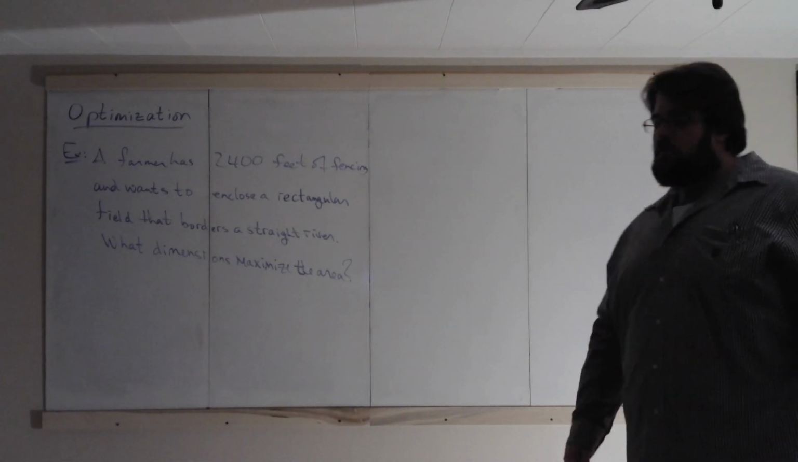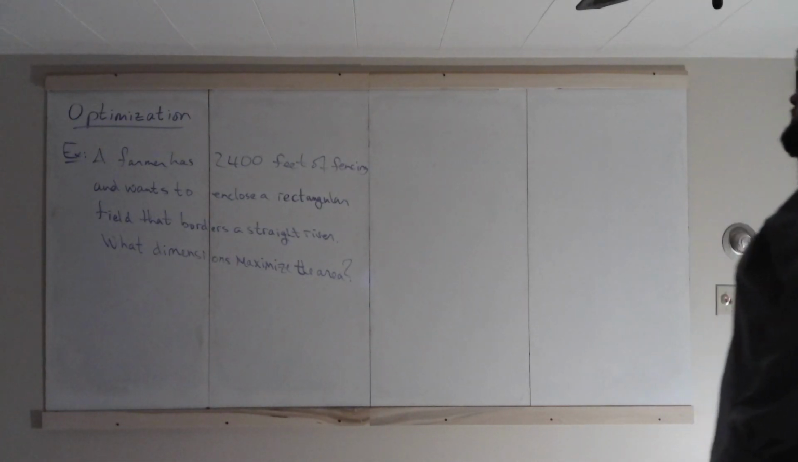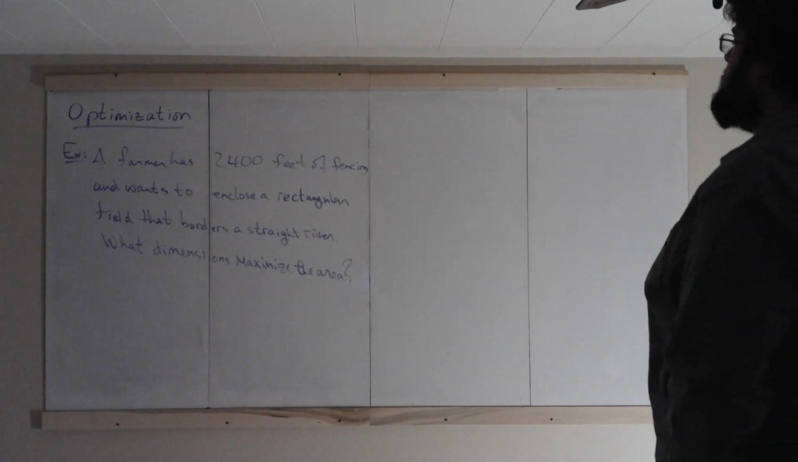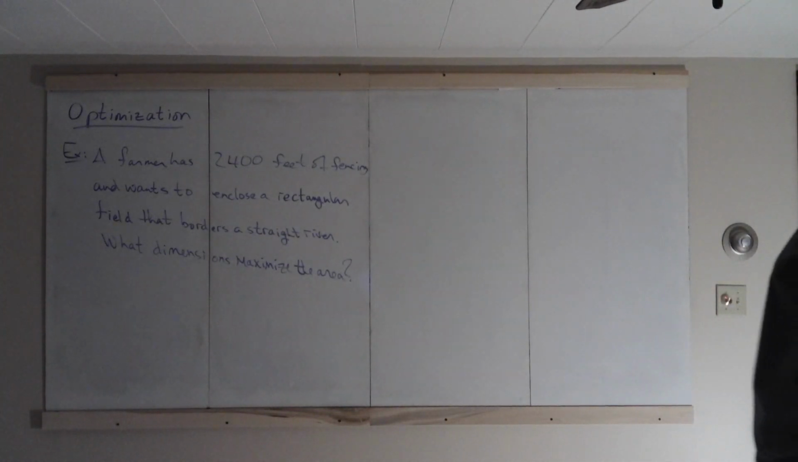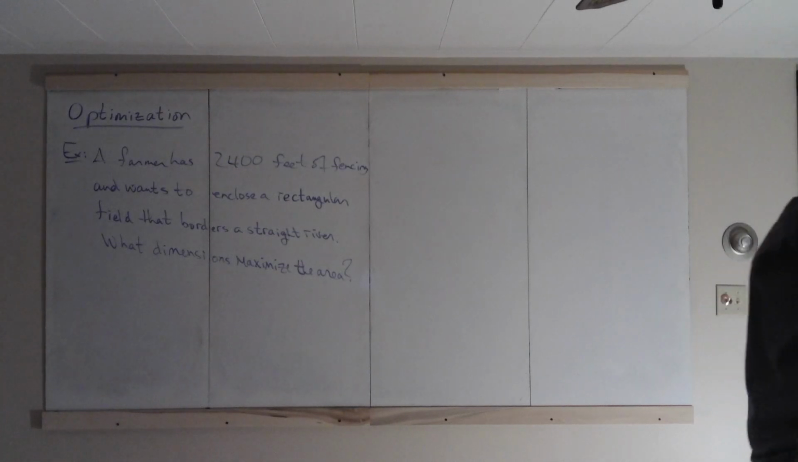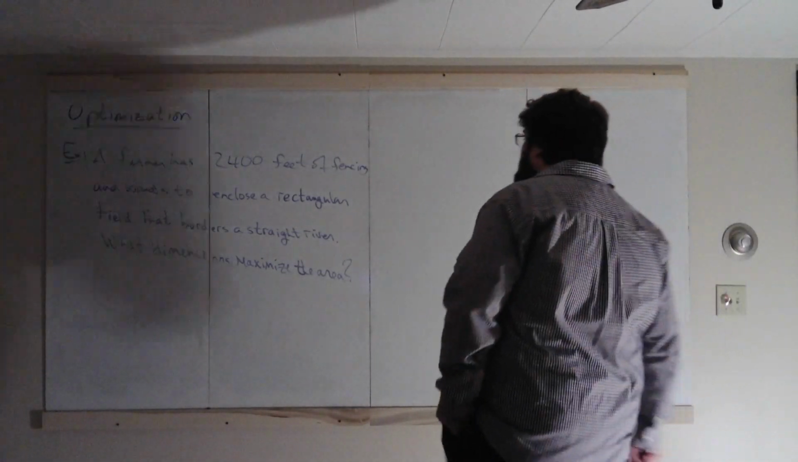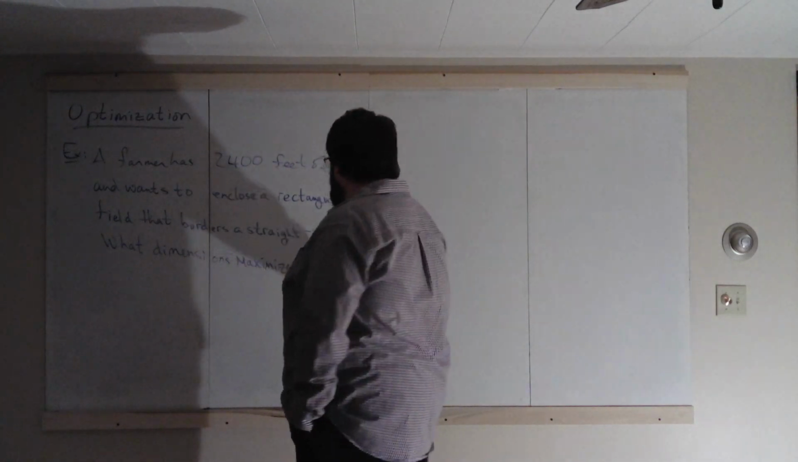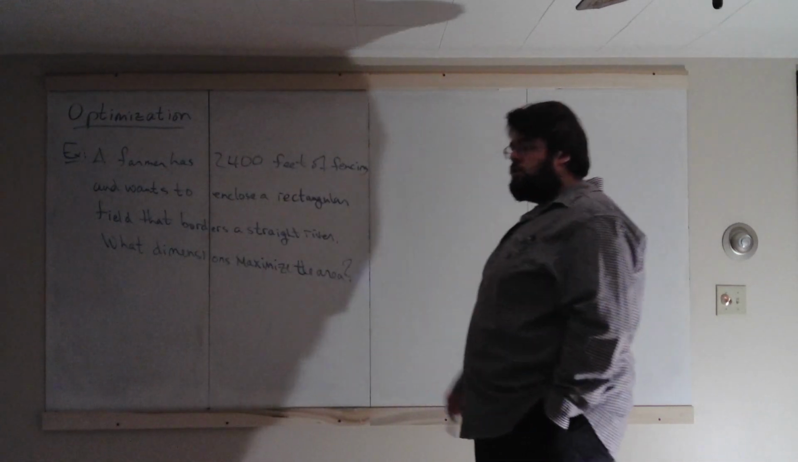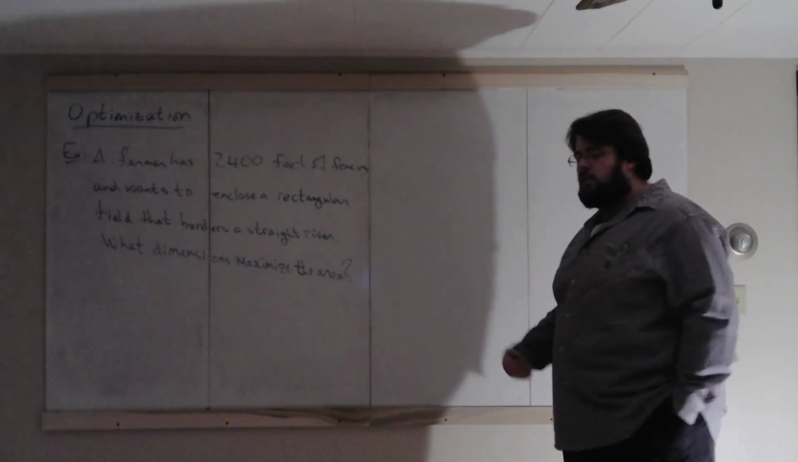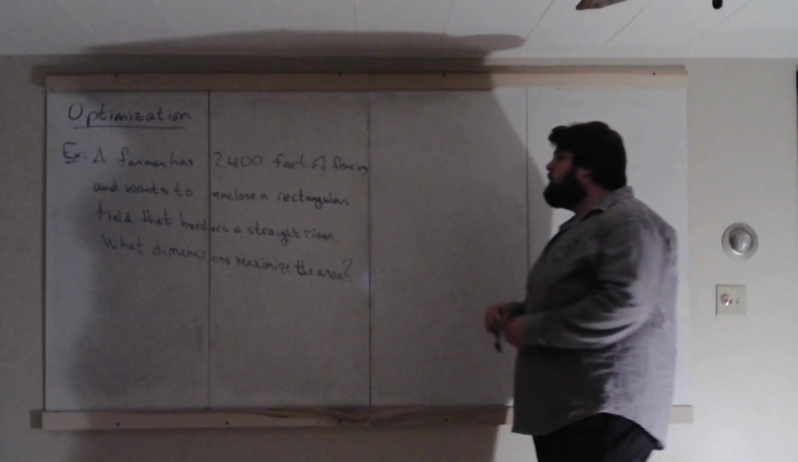Now, optimization examples could be phrased something like this. A farmer has 2,400 feet of fencing and wants to enclose a rectangular field that borders a straight river. What dimensions maximize the area? So right here, this last part, maximize the area, that tells you the function you want to do calculus on. We're trying to maximize area, so we need to do calculus on an area function.